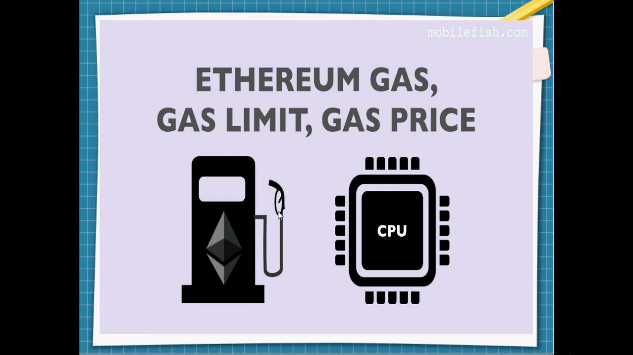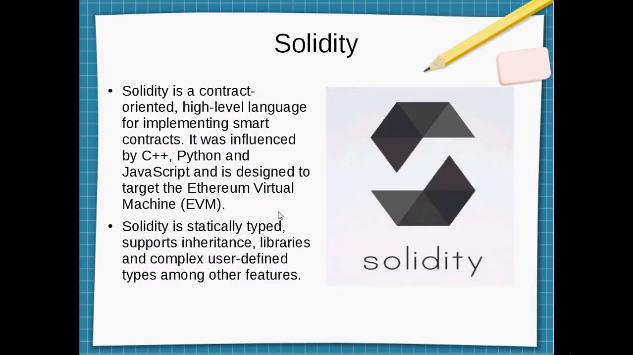Now let's see what is solidity. So solidity is the language in which we write our smart contracts in an Ethereum blockchain. It is a high-level language for implementing smart contracts. It was influenced by C++, Python and JavaScript, and it is statically typed, supports inheritance, libraries and complex user-defined types among other features. So now let's dive into the code.